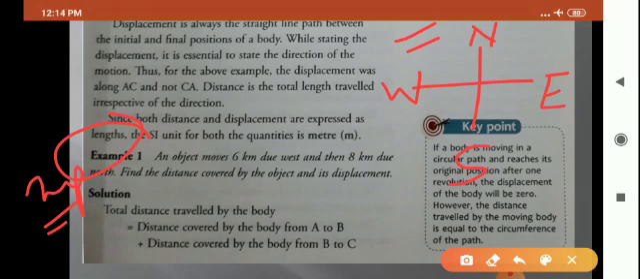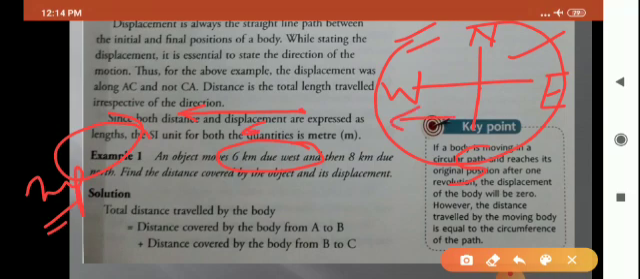Here it is saying that an object moves 6 km due west. Suppose the object was initially here, and it moves 6 km west. First of all, I told you to make these directions also. West is in which direction? Left side. So west means it is moving in this direction, 6 km.